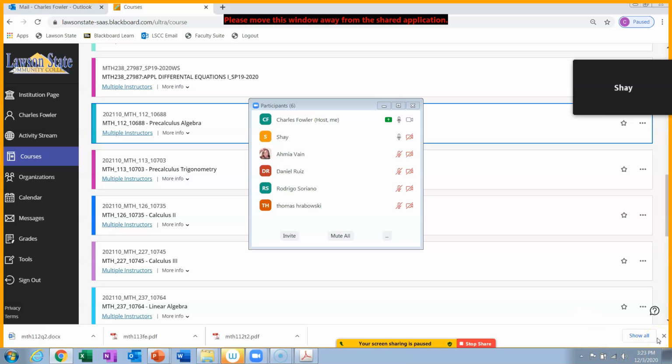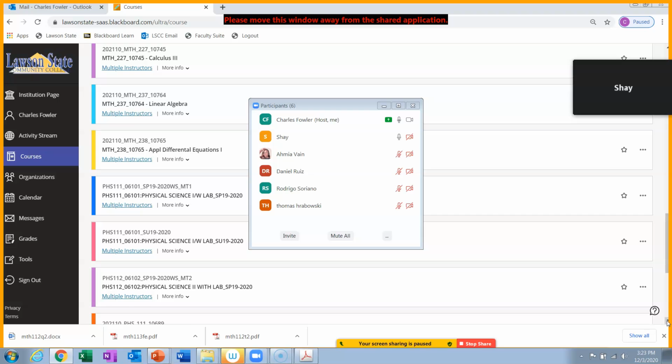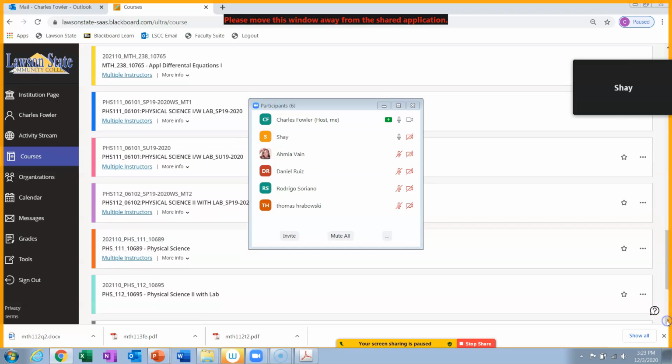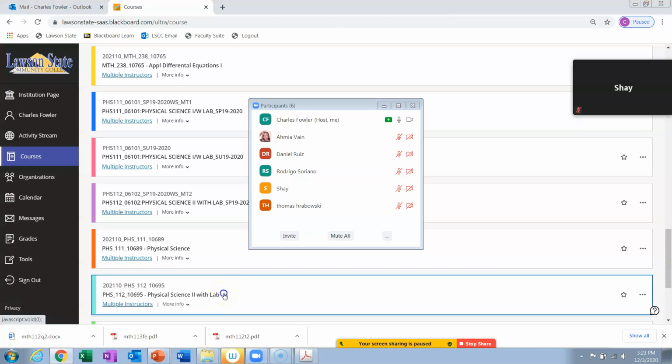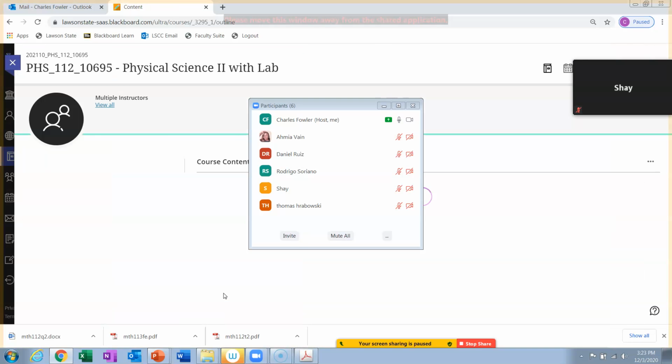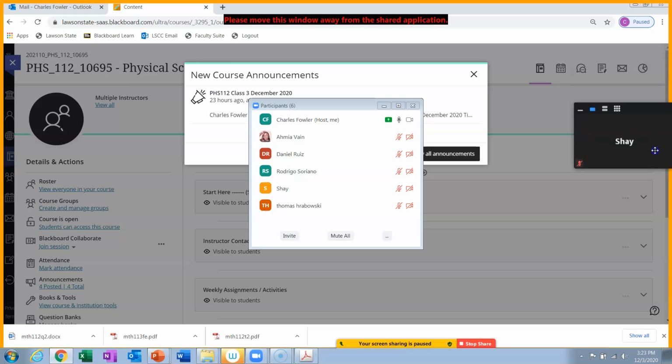Now someone has a microphone on. I'm picking up some background stuff. It's not bad, but just want to let you know it is there. Okay, so you know that this is the Physical Science 112 tab on Blackboard. So when you click on that, it opens up, and I'm going to scoot you. You can't see this, but I can. I can't get to everything with you sitting there. Okay, so I've moved you down some.